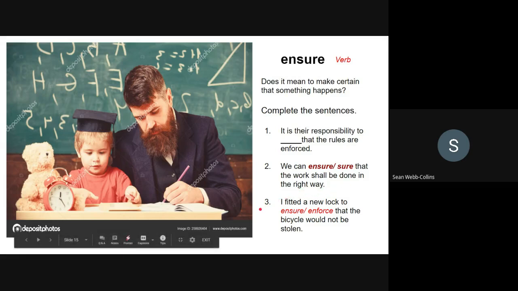And number 3, I fitted a new lock to ensure that the bicycle would not be stolen. Number 3 again. I fitted a new lock to ensure that the bicycle would not be stolen. And what can we say of this picture? We can see that the teacher is ensuring that his student understands the work. In this picture, we can see that the teacher is ensuring that his student is able to do the work.